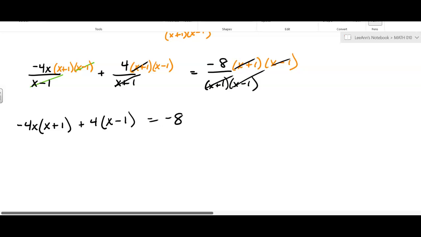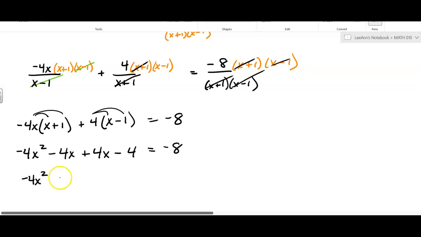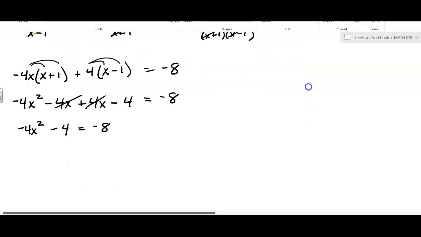Okay, so now we're going to distribute, and we get -4x squared minus 4x plus 4x minus 4 equals -8. So let me double check, make sure I multiplied right. -4x squared, -4x, 4x, minus 4. Okay, looks good. So when I simplify, I'm getting -4x squared. These are going to cancel. -4 equals -8. All right, I'm just going to go with what we've got here.